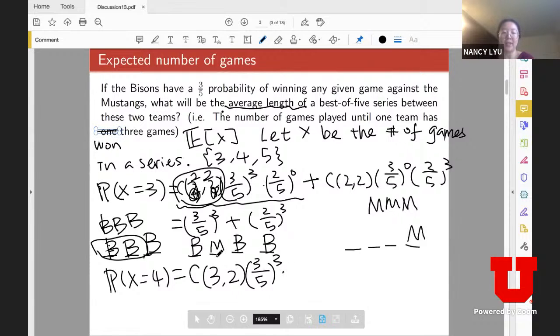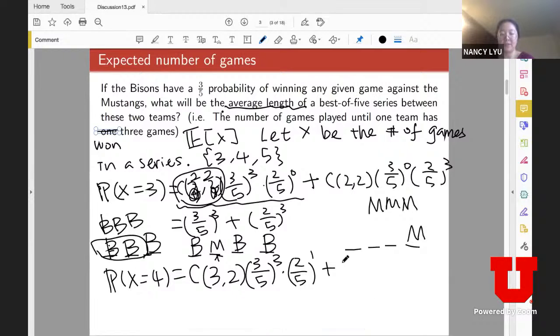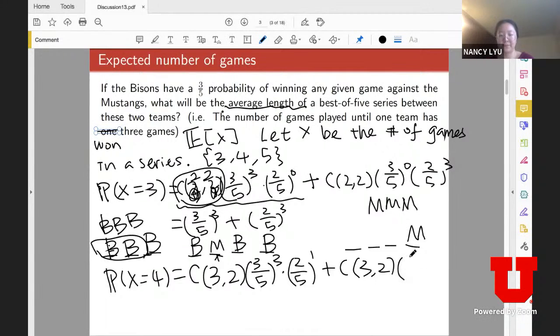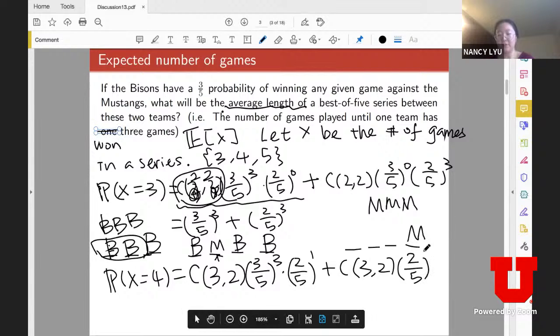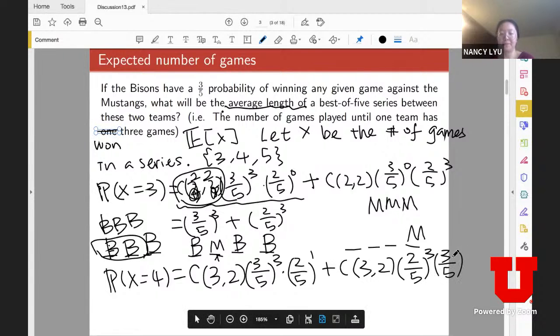And don't forget we also have the Mustangs that win this time, which is 2/5 to the 1. And it should be similar for the Mustangs win. 3 choose 2. And this time it should be 2/5 cubed and times 3/5.